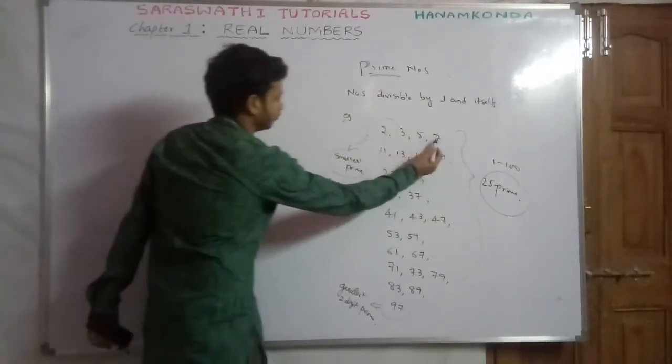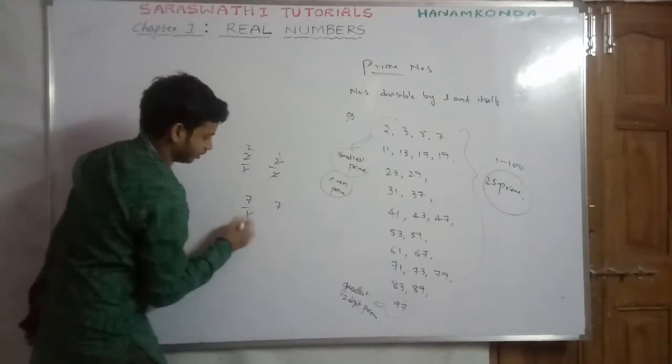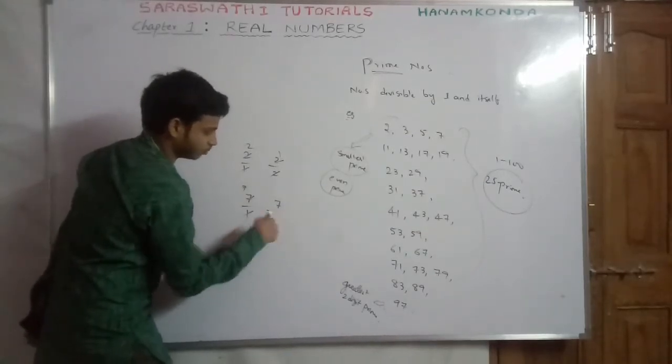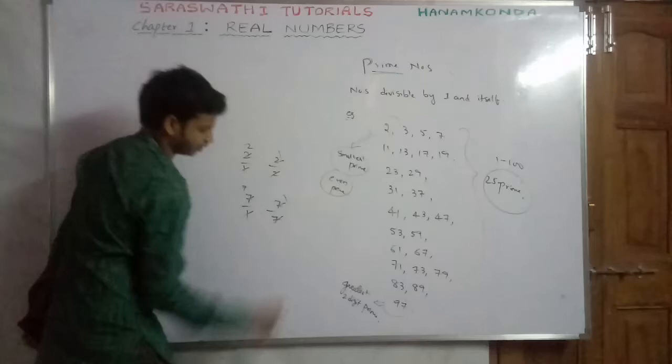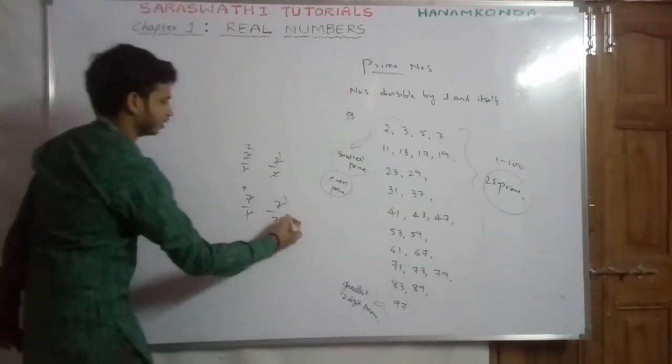So again for example, if we take 7. So 7 is divisible by 1 table: 1 7 is 7. Again it is divisible by 7 table itself, that means 7 1 is 7. So here 7 is divisible by 1 and the number itself. So it is said to be a prime number.